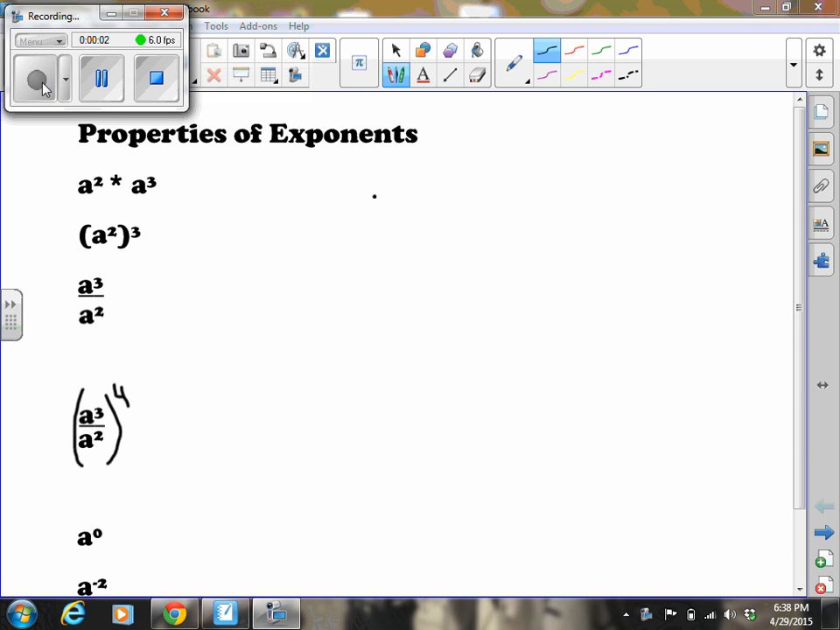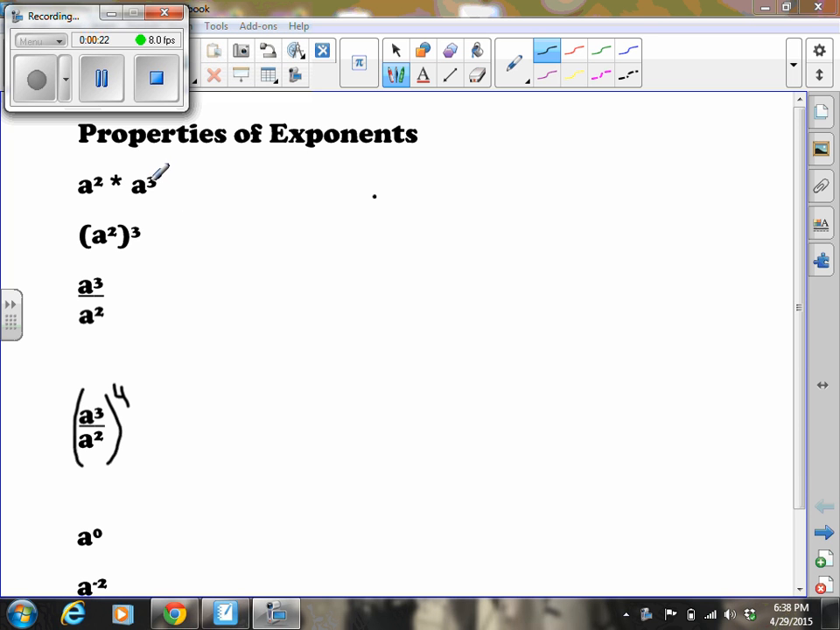Okay, we need to talk about the properties of working with exponents. And you learned these back in middle school, but we really need to retain them, and sometimes we don't. So let's go through them once again. Now, the first four that we look at right here, these are the ones that you have learned previously.